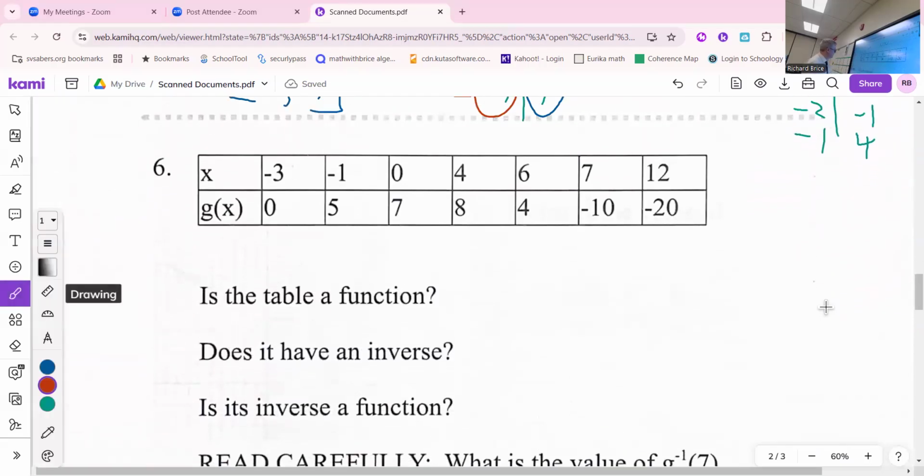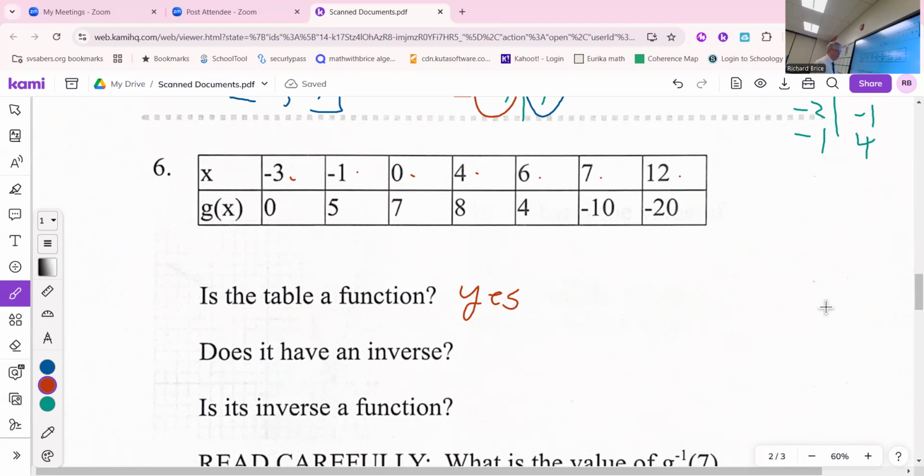Is this table a function? I'm looking at the x's. Do any of them repeat? No, nothing repeats. I don't have to look at the y's. None of them repeat. So it has to be a function because for every x, there only exists one y. X only has one partner there because there's only one x.